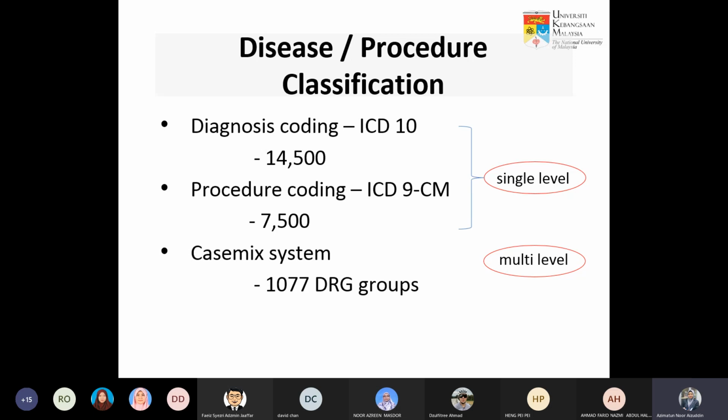Lain-lain tempat ya, sebab tu yang saya sebut awal tadi, di HUKM kita guna my DRG, untuk KKM guna Malaysian DRG dan Australia guna Australian DRG. So lain-lain negara mungkin mempunyai berbeza DRG mereka, number dan sebagainya, bagaimana mereka group dan sebagainya ya.